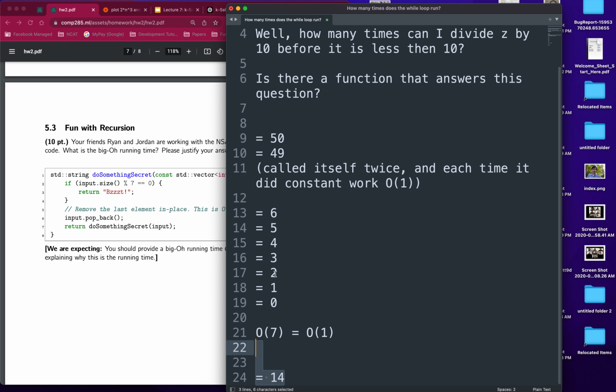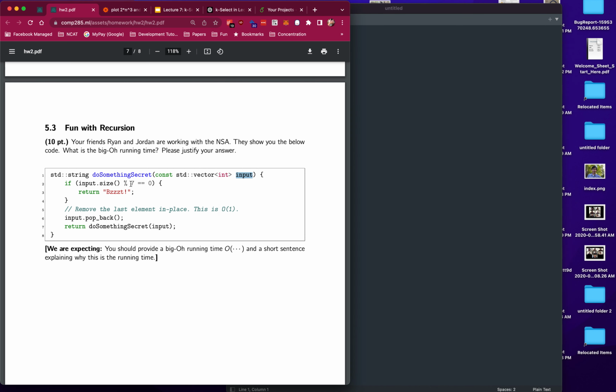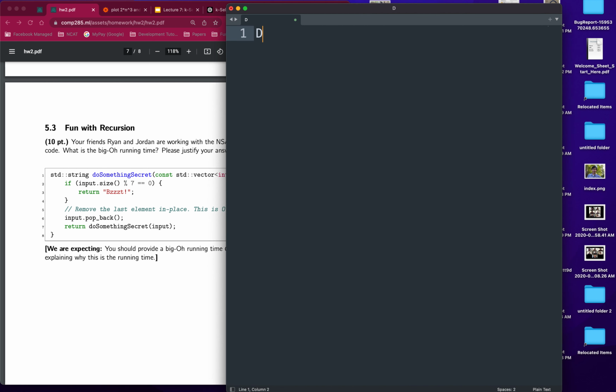All right, that's probably about the hint that I'm going to give for this one, but I do want you to think, how many times does it call itself? Does it matter if the input is 1 million? Is it going to call itself 1 million times?